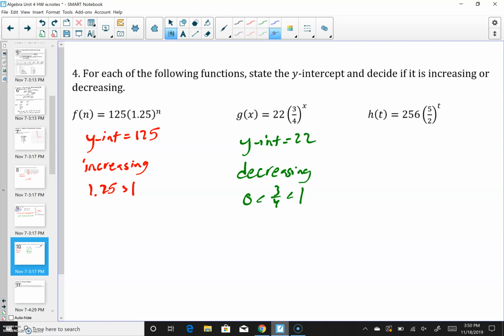And then for h of t, our y-intercept is 256. And this is where people get confused. A lot of people like to say that this is a decreasing function. But remember, 5 over 2 is really 2.5. So therefore it is increasing because 2.5 is greater than 1. So remember, just because there's a fraction in the parentheses does not mean your function is automatically decreasing. You have to make sure you evaluate that function to find out what the actual value of that number is.